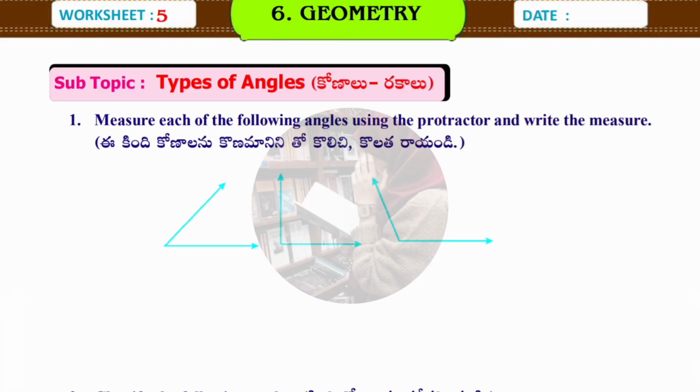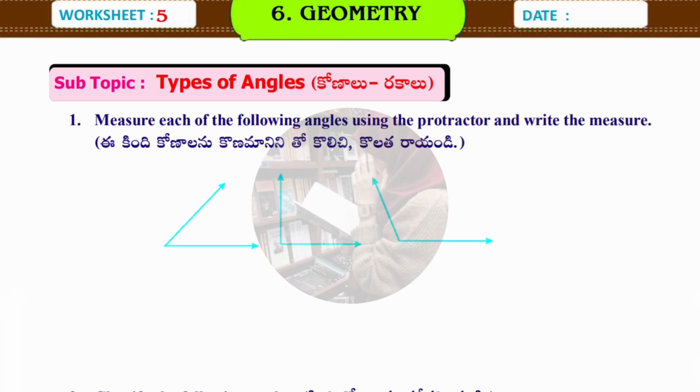So first one, let's see. Measure each of the following angles using the protractor and write the measures. So guys, here we have given 3 pictures. Okay, what we have to do? We have to measure each picture by using protractor. We call protractor also as compass. Okay, so with the use of protractor, we need to find the angles and write down the angle and name it also. Okay, so please take out your protractor and measure it.